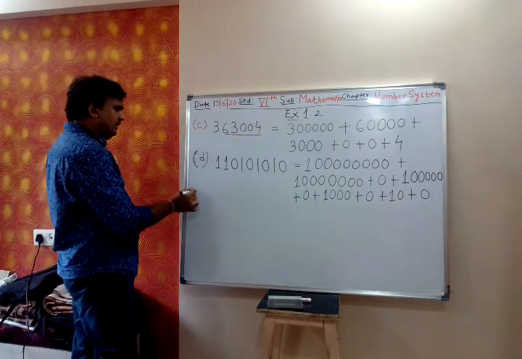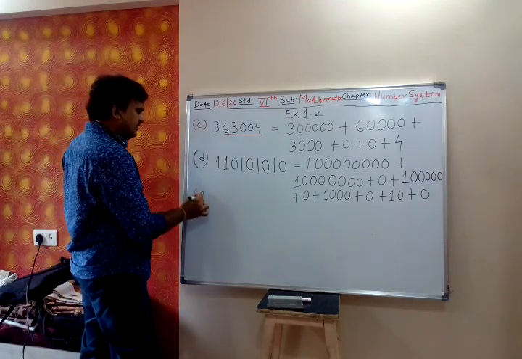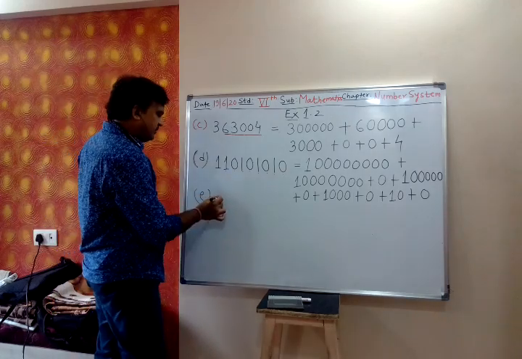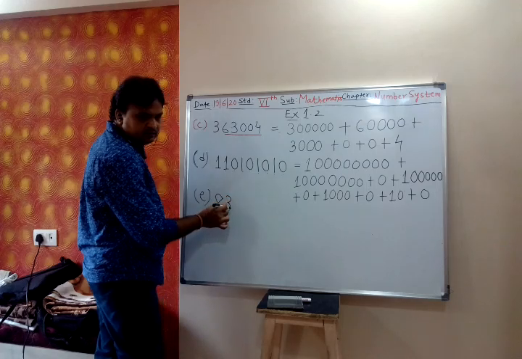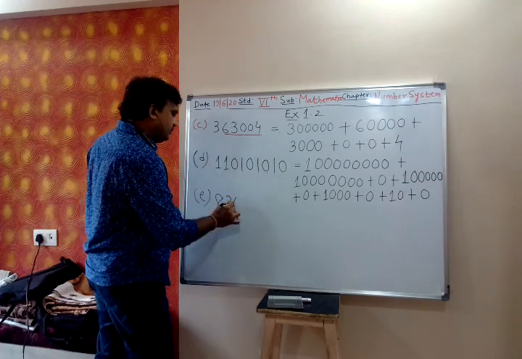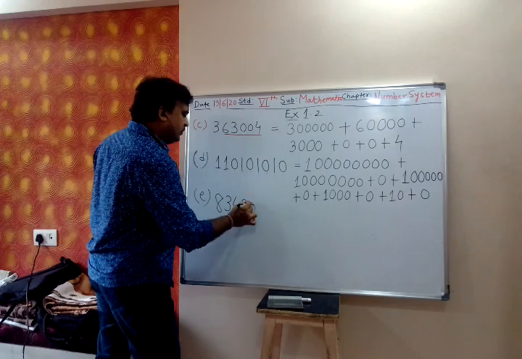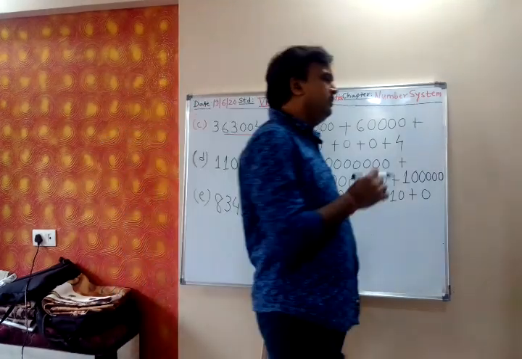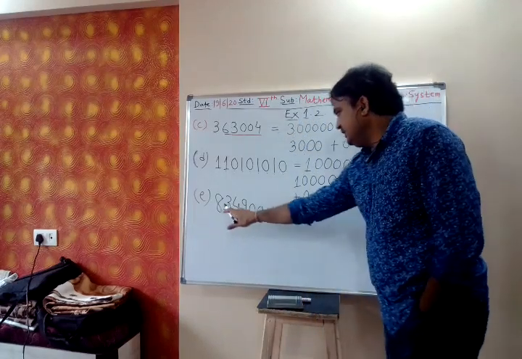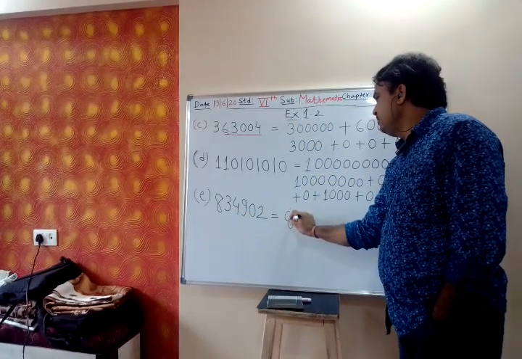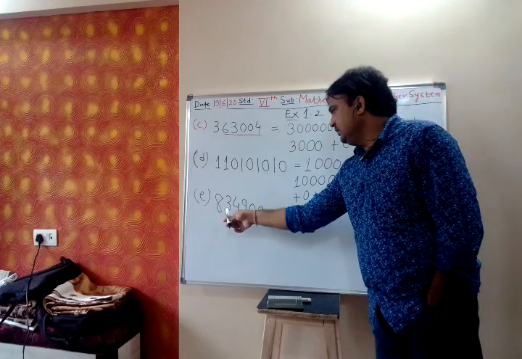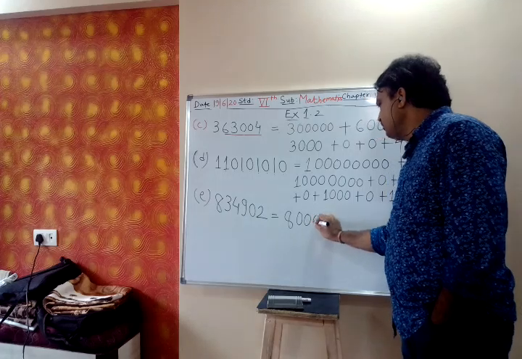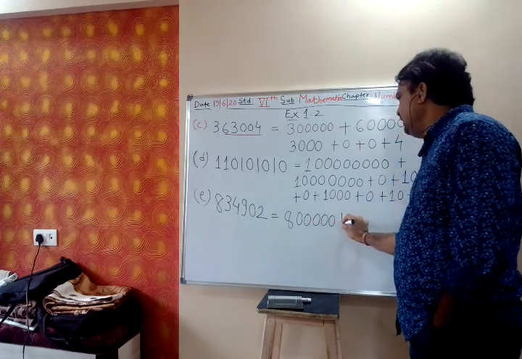Now, let me write E. 834902. We start with 8. After 8, 1, 2, 3, 4, 5. So I will write 5 zeros. Plus 3.